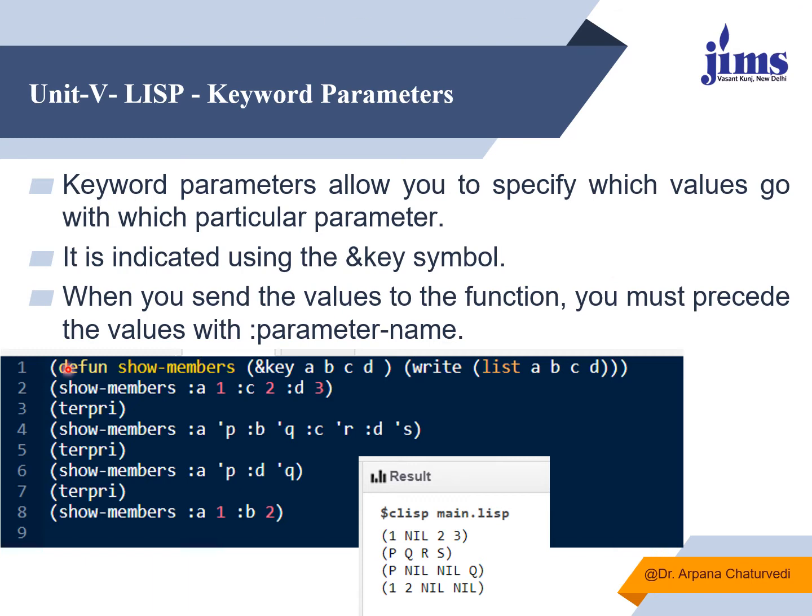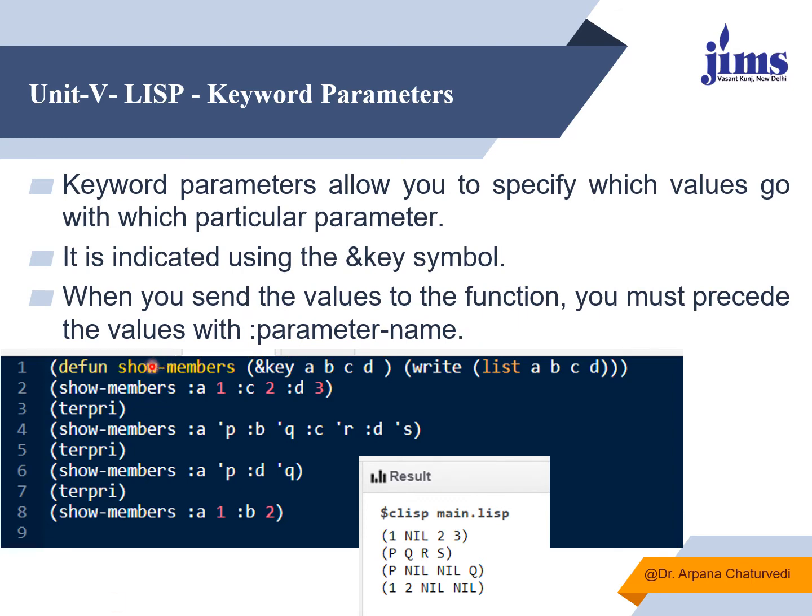So how can you do this? Using keyword parameters, and the symbol which we use is &key. The syntax of indicating it is a colon, and after the colon you will mention the parameter name and then the value. Colon, then parameter name and then value you have to mention. So you will be clear in this example.